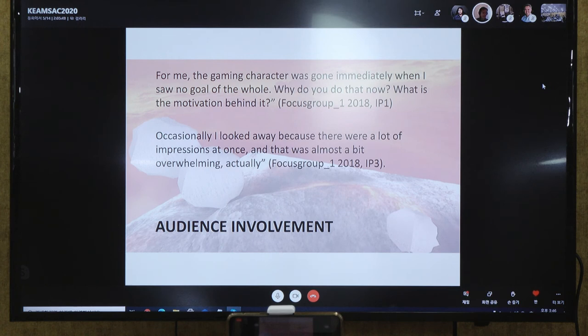One described it as dystopian or nightmarish or overwhelming, which we can see here. Occasionally I looked away because there were a lot of impressions at once and it was almost a bit overwhelming actually.